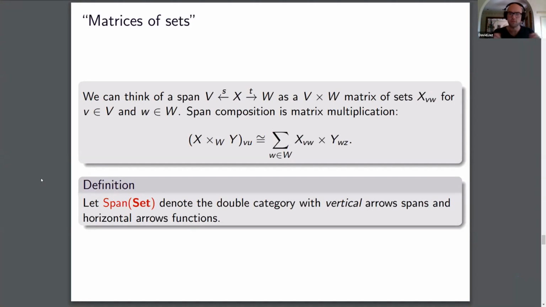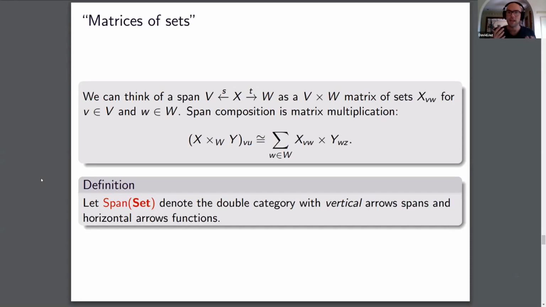And then span composition, which is given by this pullback, can be seen to satisfy this isomorphism. In other words, the fibers over V and U in a composite are going to be the sum, or disjoint union, of all the W's of this product. And so this looks exactly like matrix multiplication, although my convention might be wrong. Apologies. This looks exactly like matrix multiplication. And indeed, if everything is finite and you take cardinalities, you will get literal matrix multiplication.